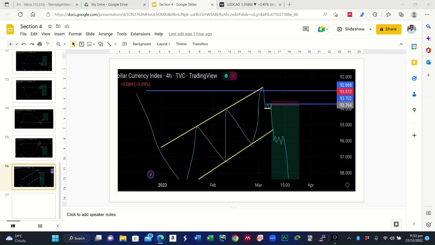So that is all for the types of entries we have. So in the next section, I'm going to be showing you on the live chat how you can take these trades and exit them.